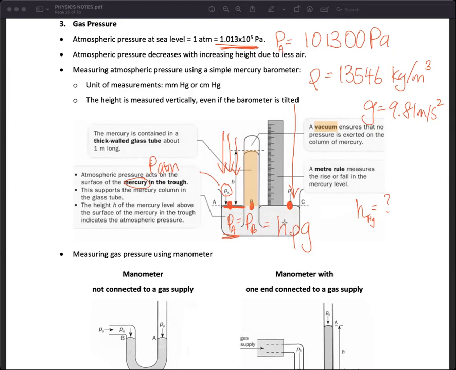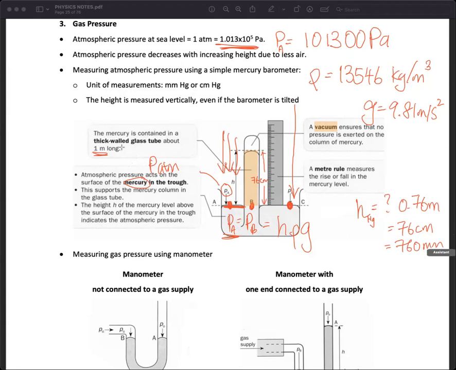Okay, so as Hao Ming has mentioned to everybody, it is about 0.76 meter. So therefore, if you use mercury in this test tube, you need it to be about 1 meter long, because the height here will be about 76 cm. Is that clear? Okay, so 0.76 meter is the same as 76 cm, which is the same as 760 mm.